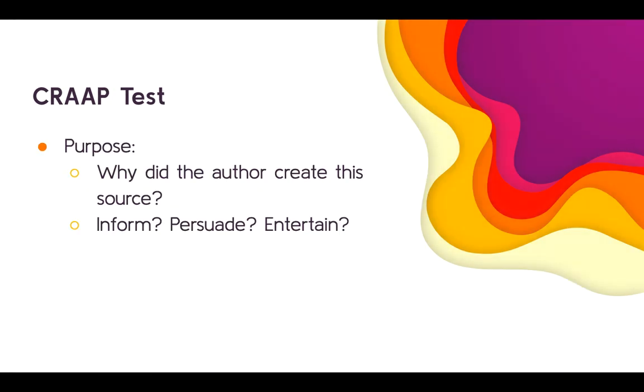And then finally, we're looking at purpose. So is it published so that you are informed on something, or does the author want to persuade you of something, or is it to entertain? Again, this might not be something that really pertains to this assignment since we're only looking at one article, but it's good to evaluate a piece of writing for bias, if at all possible.